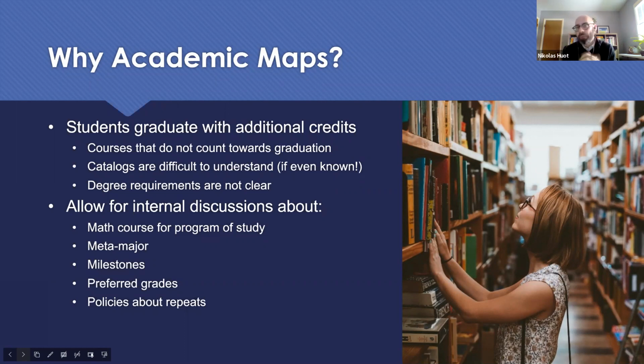They're perfect ground for the first year or so to create meta majors and really allow students to explore and rethink what their goals are and what major they want to pursue towards their careers, rather. Same thing with milestones. What are the milestones? Are there preferred grades for particular courses?